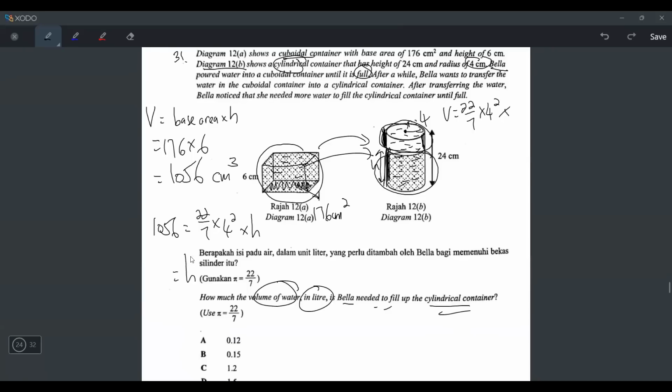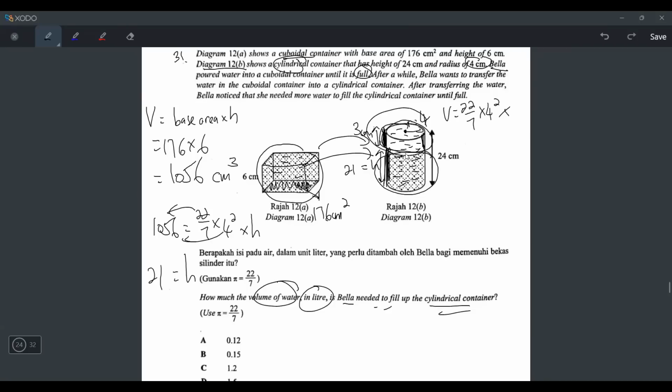Okay, so can I find h? Yeah, I just press the calculator. How to press? 1056 divide open bracket 22 over 7 close bracket. Make sure you open bracket and close bracket. If there is no bracket, you get it wrong. And then divide 4 square, which is divide 16. So I get 21, because I moved this one over to become divide. So if the height here is 21, it means this top part is just 3 cm only, right?